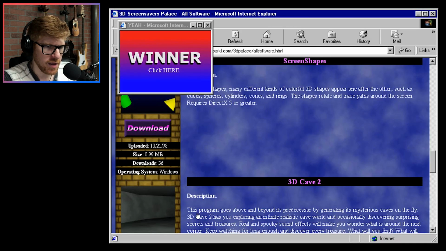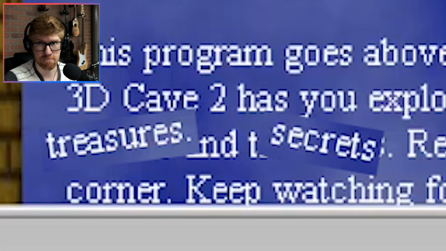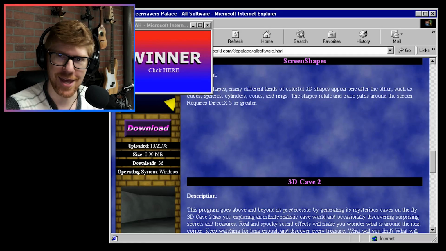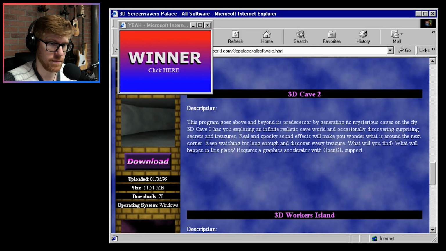3D Cave 2. This program goes above and beyond its predecessor by generating its mysterious caves on the fly. 3D Cave 2 has you exploring an infinite realistic cave world and occasionally discovering surprising treasures and secrets. Or secrets and treasures. Real and spooky sound effects will make you wonder what is around the next corner. Keep watching for long enough and discover every treasure. What will you find? What will happen in this place? Requires a graphics accelerator with OpenGL support.